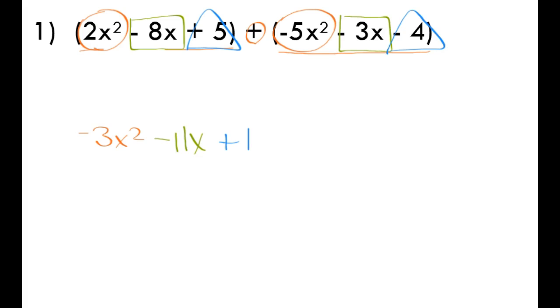And that's it. You can't combine any more. They all have different variables or no variables. X squared is not the same as x, which is not the same as having no variable. So that's my answer. Adding is very easy, so I'm going to show you some subtraction now.